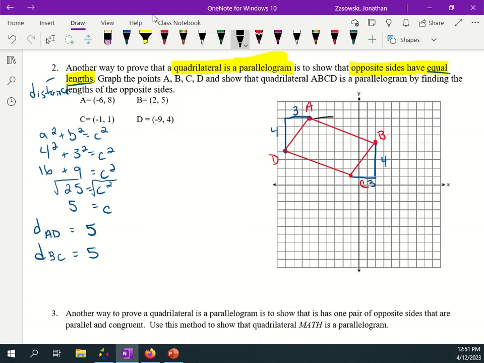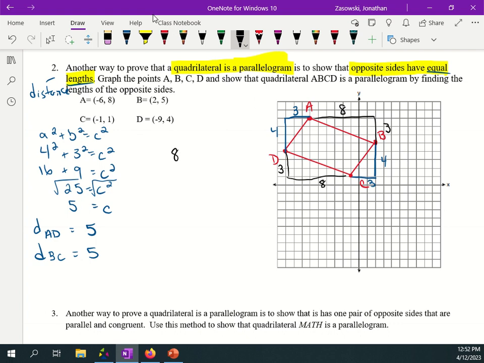So for AB, how far over? Down. Good. 8 over and 3 down. And that means it's the same thing for the bottom. Make sure that when you're doing this, you're drawing those right triangles and you're labeling those sides, okay? That's your work. That's showing work.